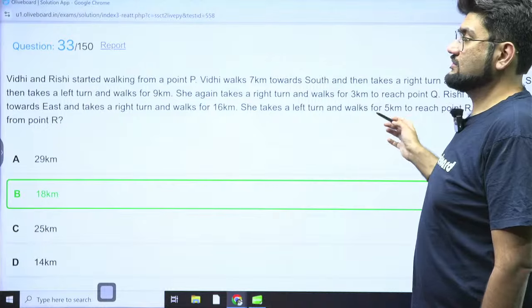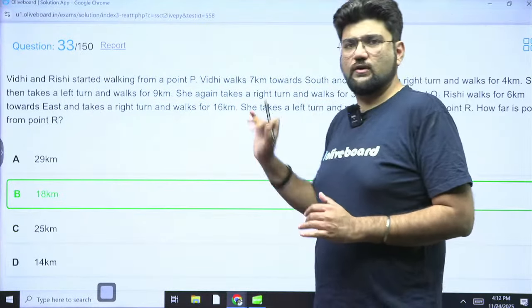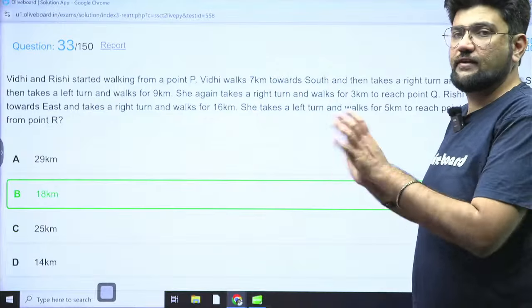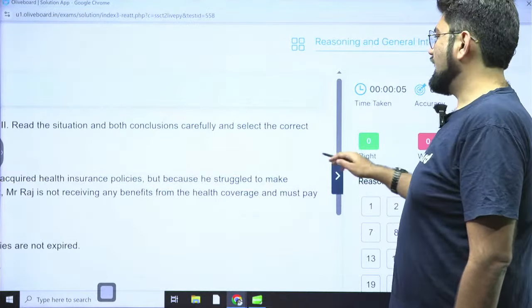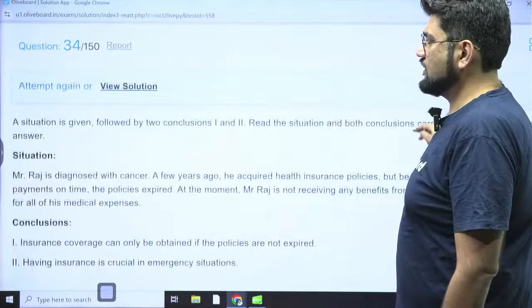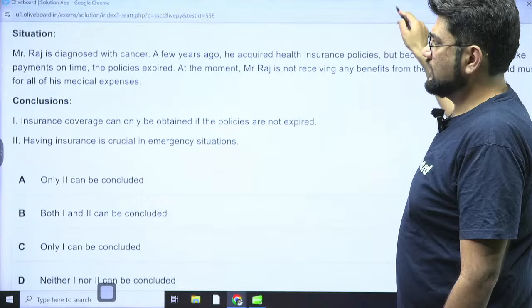65 seconds. Again, 65 seconds is too much for this. Trust me, it's too much for this. You can bring it down to 40 easily. 45, 50 max. Not more than that. Okay. So try to save these 10-15 extra seconds which you are taking for these questions. Situation conclusions. Let's look at this now.